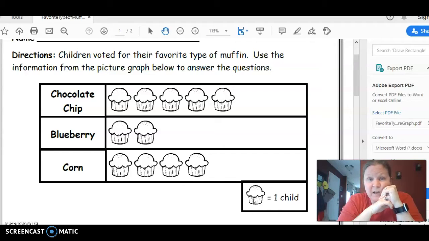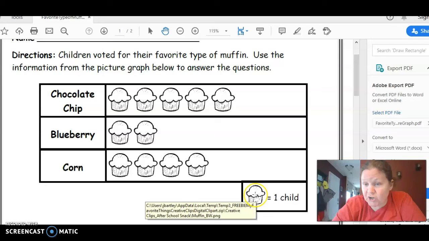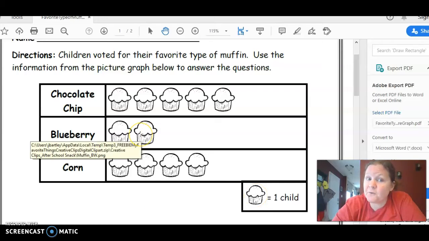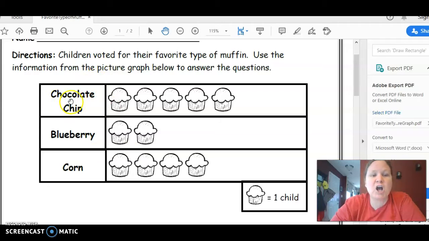So this one is types of muffin, or a kid's favorite type of muffin. Somebody along the lines collected data on maybe a 5 frame or a 10 frame, and they had each kid vote. There are 3 types of muffins that they could vote for. And each muffin picture stands for one child's vote. So let's look. We have a chocolate chip muffin, a blueberry muffin, or a corn muffin.